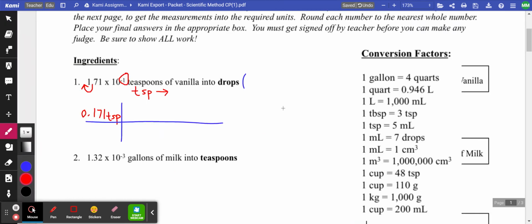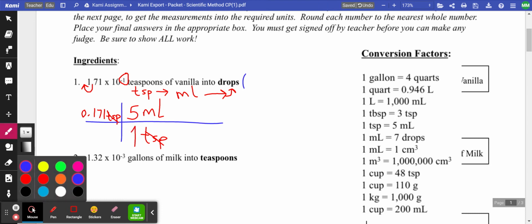Next, I'm gonna decide what to convert from teaspoon. So here, teaspoon to 5 milliliter. So I'm gonna convert teaspoon to milliliter and then milliliter to drops, right? Now, teaspoon to milliliter. Which one is the old unit? Teaspoon, right? So I'm going to put that on the bottom so that I can cancel these out. And then I'm going to put the milliliter on the top. Then I'm going to put the numbers. How many teaspoon, how many milliliter? 1 teaspoon, 5 milliliter. 5 milliliter equal to 1 teaspoon. Okay, I'm done with this.